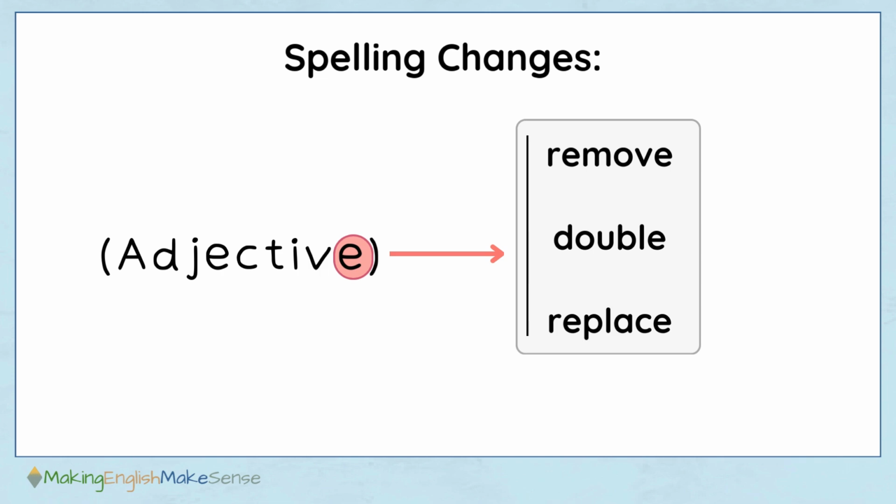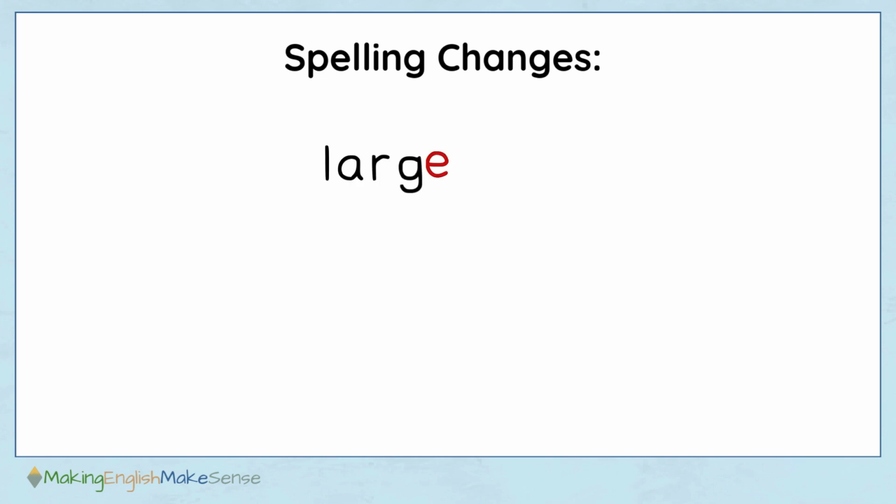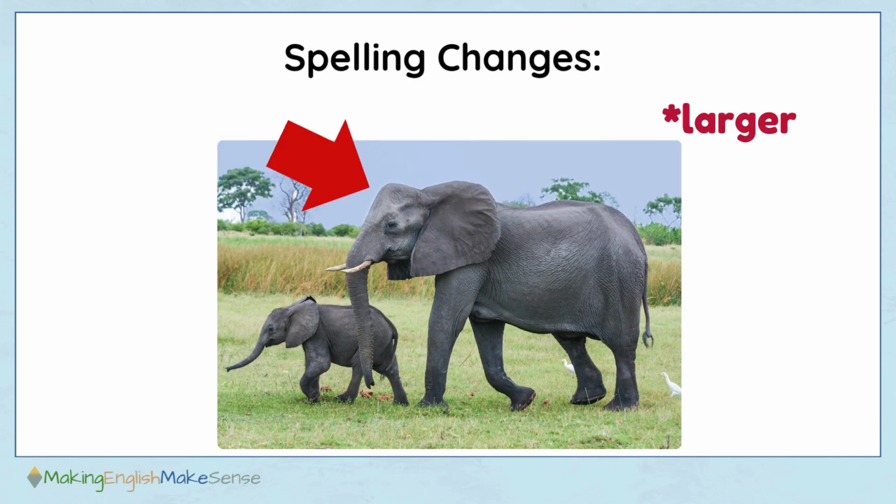Now, before we continue, there are a few spelling rules that we need to keep in mind when adding ER or EST, especially regarding changes to the final letter of the adjective. First, if the adjective ends in the letter E like the word large does, then we need to remove the E before adding ER or EST.